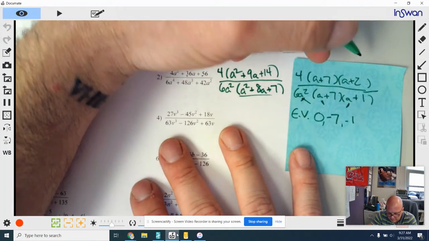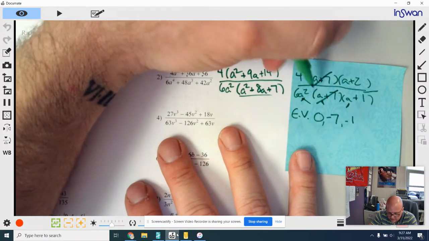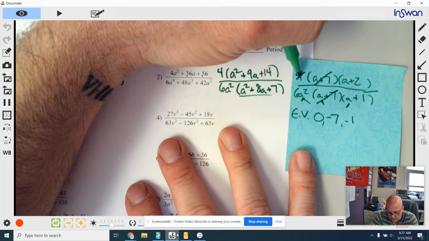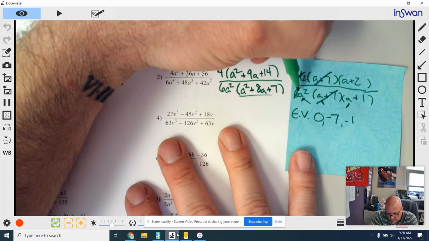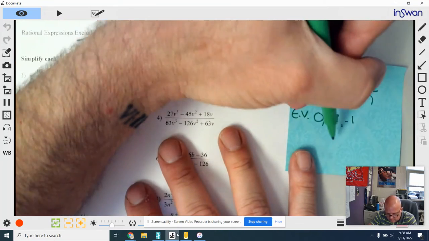Okay, now I need to simplify further. So this cancels with this. And this 4, I know that 2 goes into 4. It also goes into 6. It goes into 4 twice. It goes into 6 3 times. So that's as far as you can reduce it.